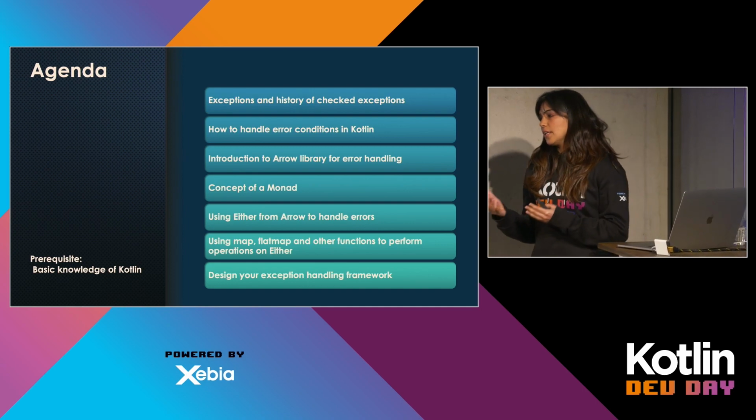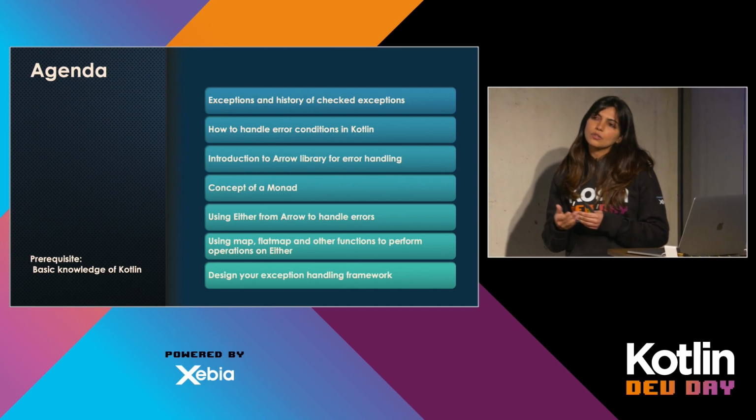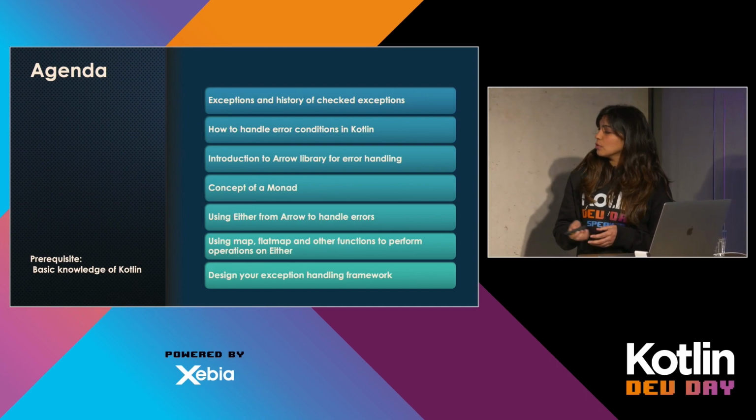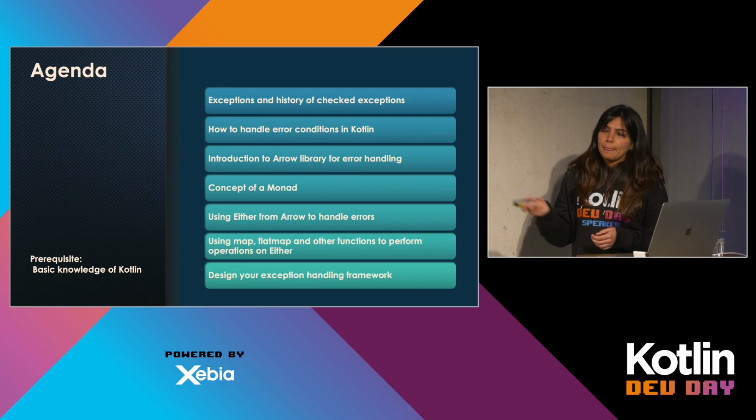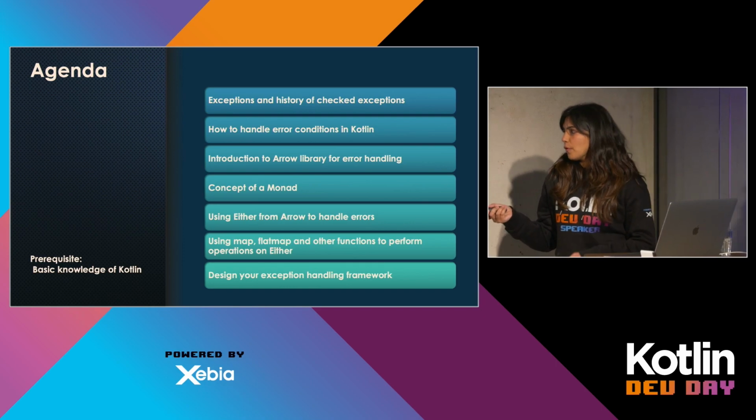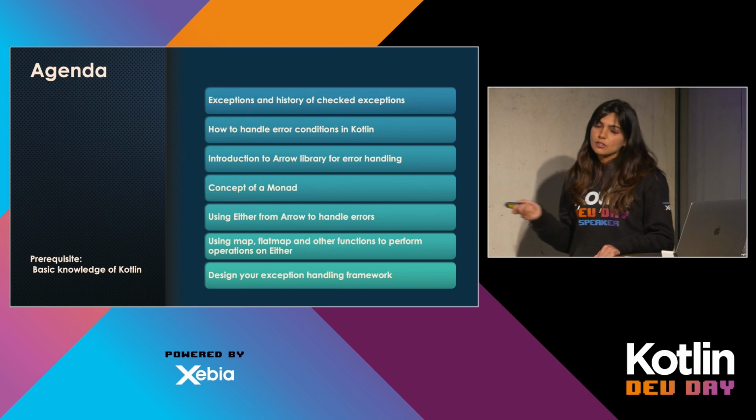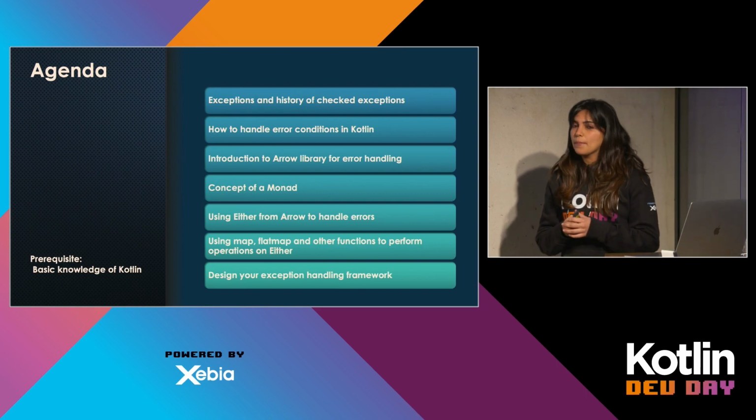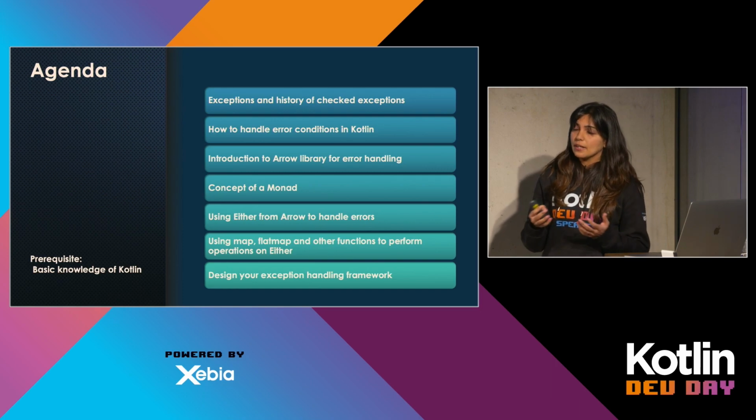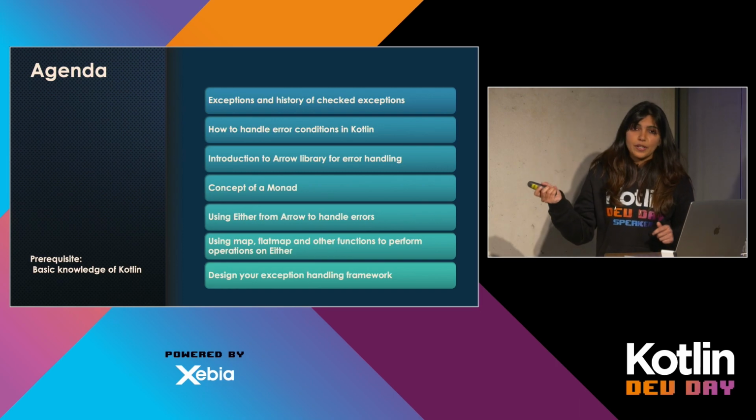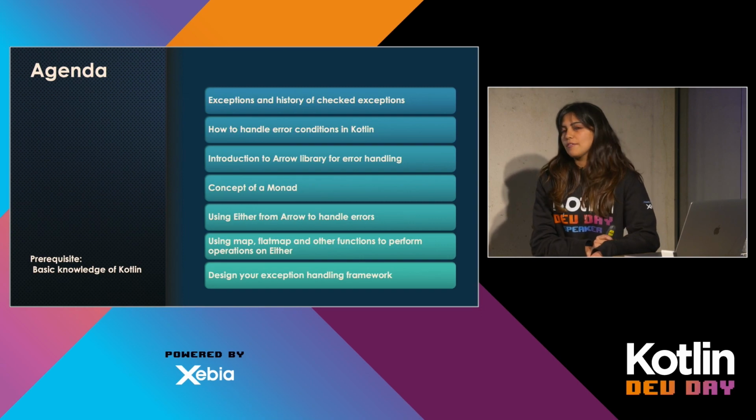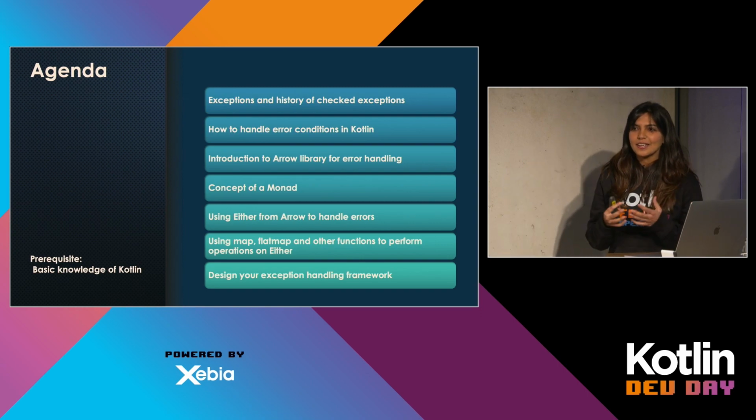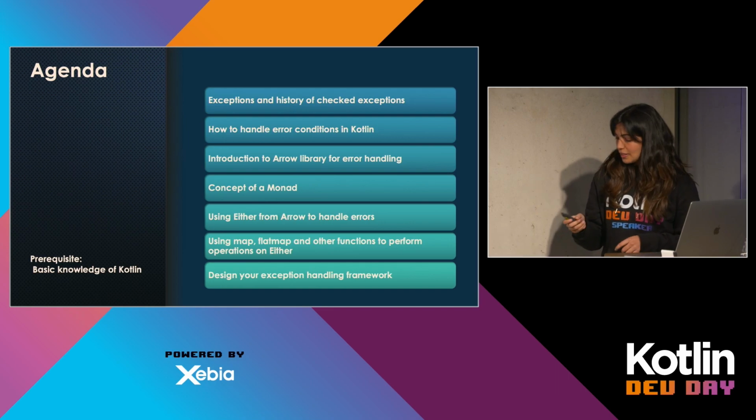Now we have the Either data type, so we need certain functions to compute on that data type, and today specifically we are going to talk about map and flatMap, and there are of course other functions provided by the documentation for the operations on Either. And we are going to sum up today's talk by talking about the design of your exception handling framework. Of course, the prerequisite for today's talk is having the basic knowledge of Kotlin, but if you don't have the basic knowledge, I still think you can take away something from this session.